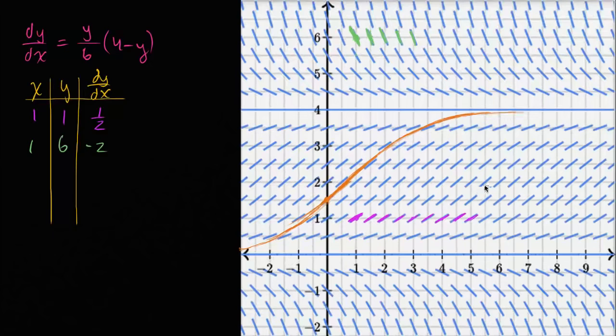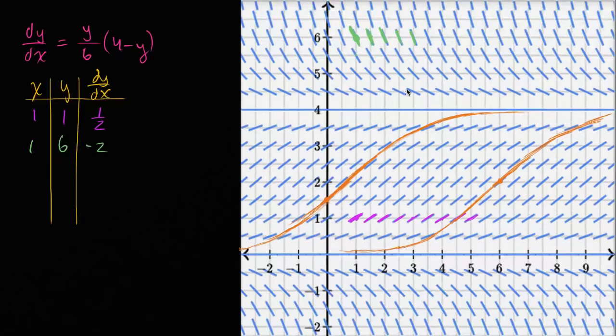But what if it goes through this point right over here? Well, then it might look like this, by the same exact logic. So just like that, we're starting to get a sense. We don't know the actual solution for this differential equation, but we're starting to get a sense of what type of functions, or the class of functions, might satisfy the differential equation.